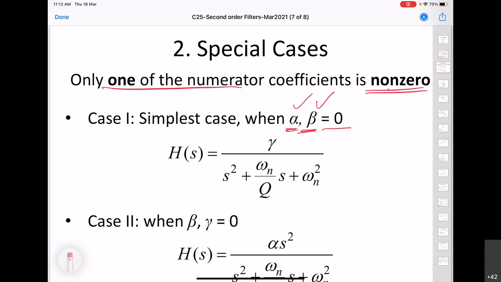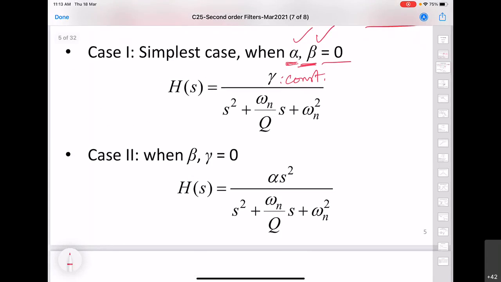So this is constant, independent of frequency. And the second possibility is when we have beta and gamma equal to 0, so that the numerator is alpha s square. Why have we suddenly gone from a constant case to a case where the numerator has a second order term? Because we initially want to study low pass and high pass kind of responses. That is why we have taken this particular combination of coefficients for case 2. These two transfer functions or filtering responses we have already studied in the last class.